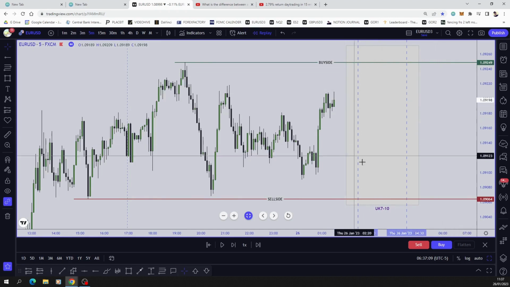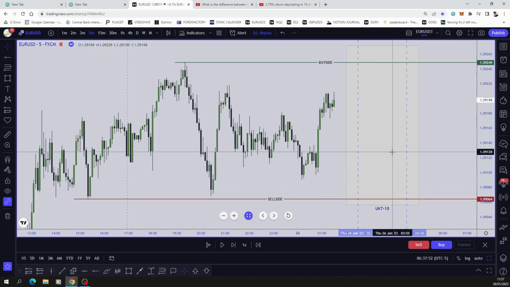So step one, we've drawn our box. Step two, we've drawn our two vertical lines. Step three, we draw our buy side and our sell side. Next, it's a waiting game. I'm waiting for either the buy side or the sell side to be broken. If price moves up into our trading session and takes out the buy side, I'm looking for a signal to go short. If price moves down and breaks the sell side during this time, I am looking for a long.